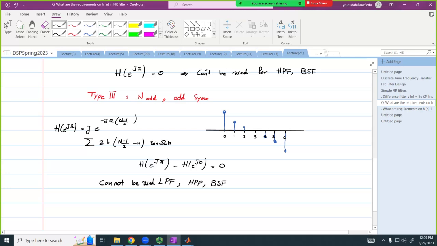Okay, so if you have an odd symmetry and N is odd, then the filter at 0 and at π is going to have an amplitude of 0, magnitude of 0, and therefore it's not going to be possible to use it for a low pass filter or a high pass filter, nor a band stop filter. Okay.